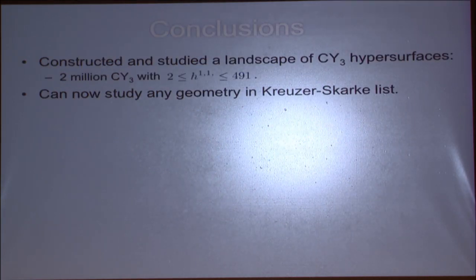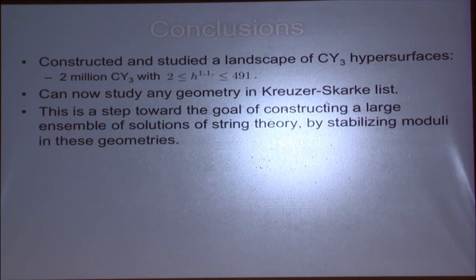So let me conclude. We constructed a landscape of Calabi-Yau threefold hypersurfaces, 2 million threefolds with H11 up to the biggest one in the list, 491. And we can now study any geometry in the Kreuzer-Skarke list in a few seconds. This is a step toward the goal of constructing a large ensemble of solutions of string theory by stabilizing moduli in these geometries. I didn't tell you much about the actual computation of which instantons contribute.